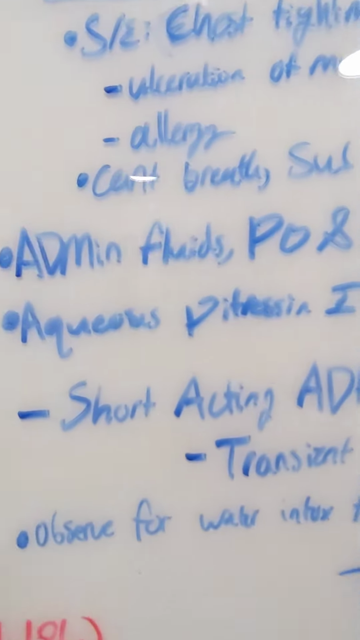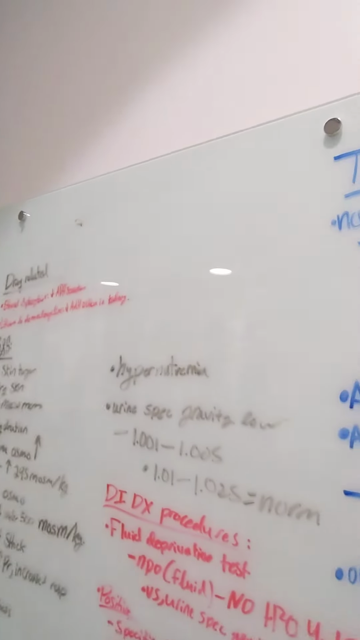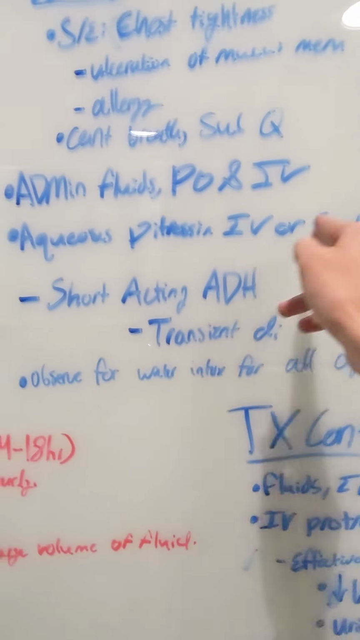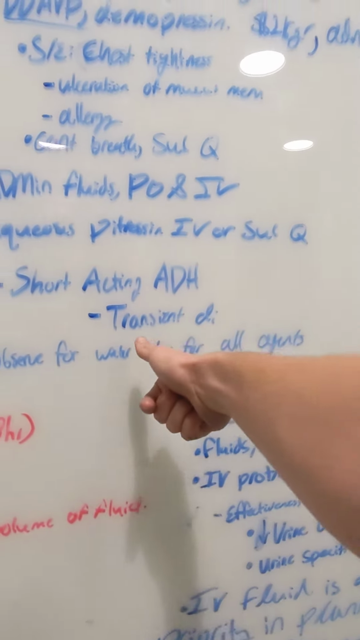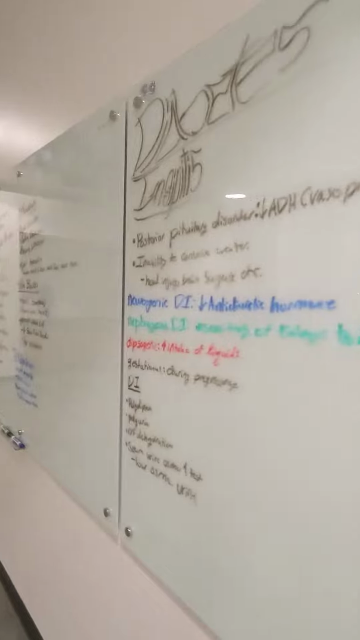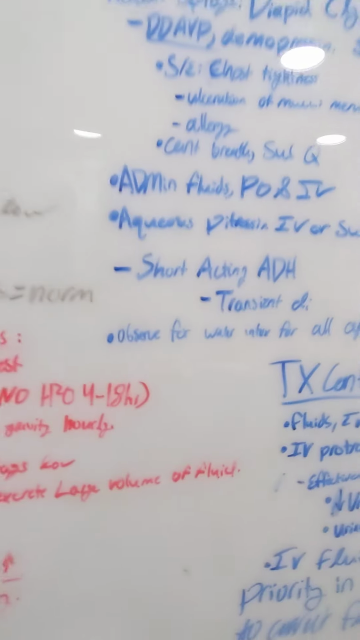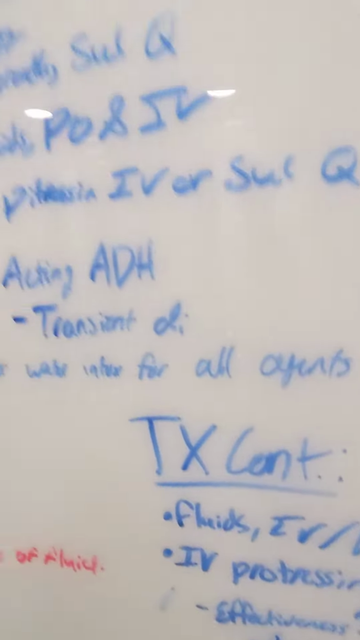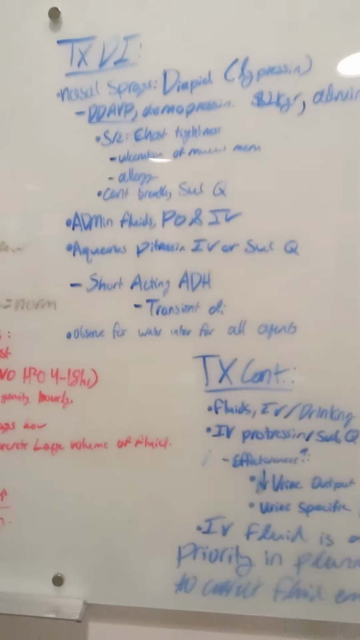Now, aqueous Pitressin IV or sub-Q. That's going to help them hold on to fluid, a short-acting ADH. That would be good for somebody with transient DI, which is not in the list that we covered. Observe for water intoxication for all of these agents, because that might happen. They might get fluid volume overload.